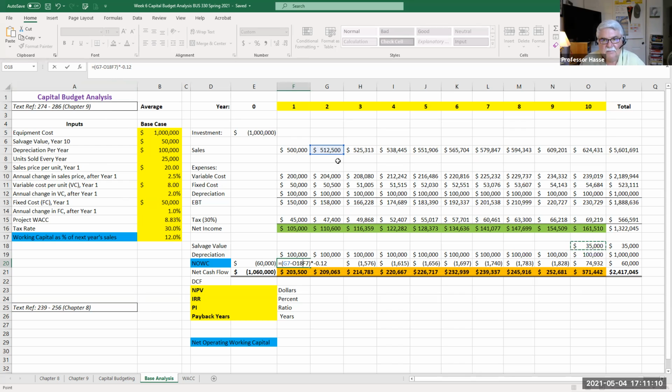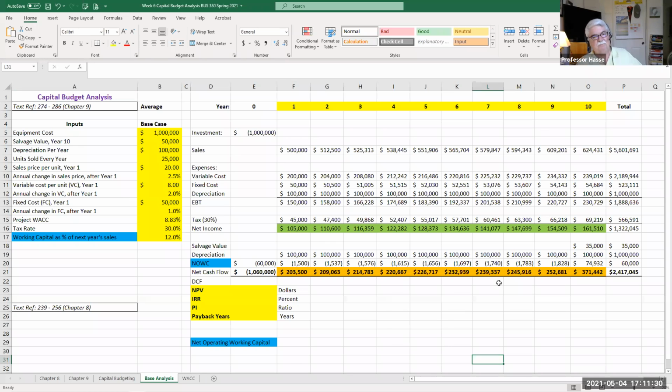I think that's correct. Yes, 35,000. Then we add back in the depreciation of $100,000 a year because it's a non-cash expense. So we add that back in. And then we take in the working capital. We discussed this in class last week.